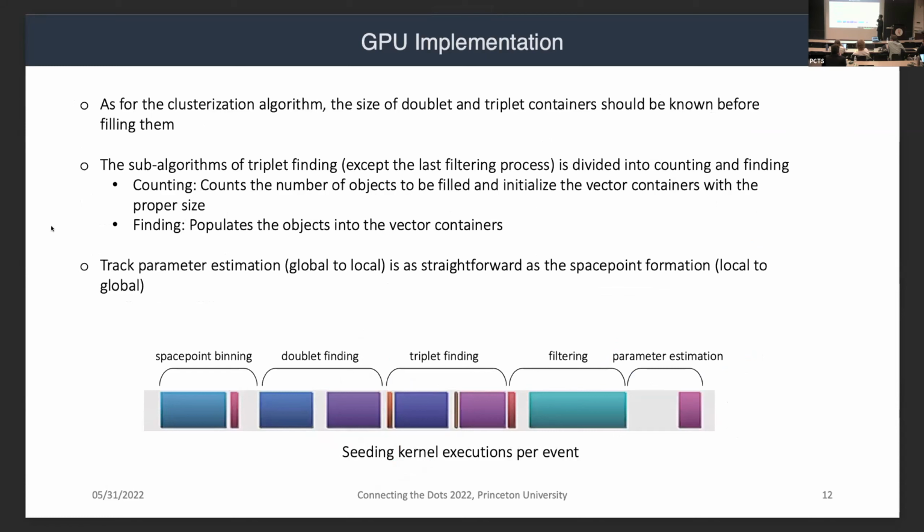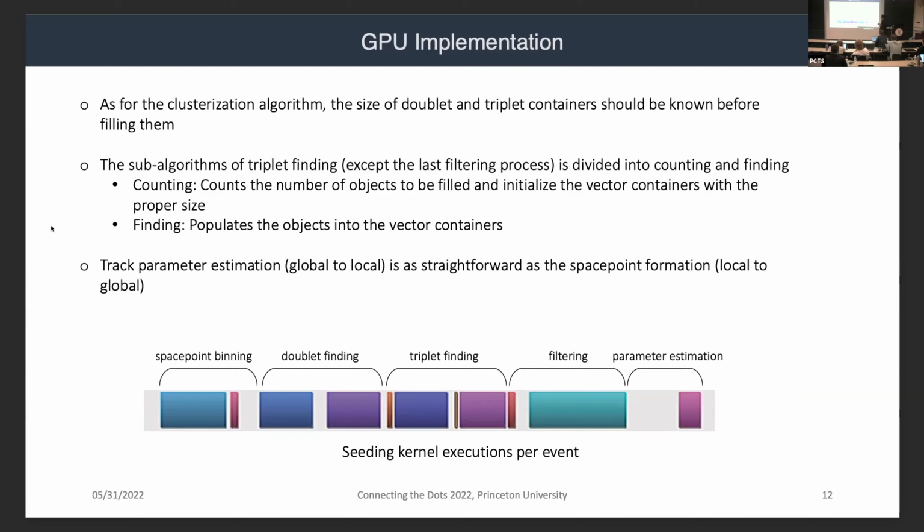So the GPU implementation is quite similar to the clusterization part in terms of the counting. As for the clusterization algorithms, we need to know the size of the doublet or the triplet containers before we actually fill those containers. And so all the sub algorithms of the triplet finding, such as the doublet finding or triplet finding, are divided into the counting and finding process.